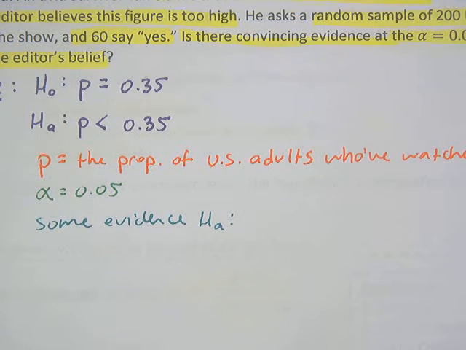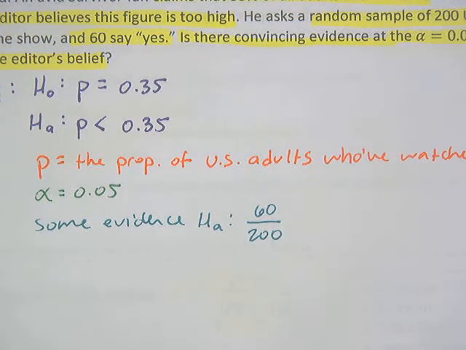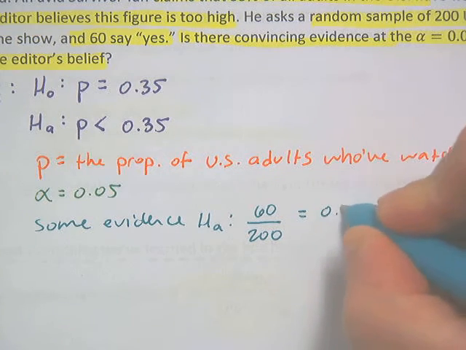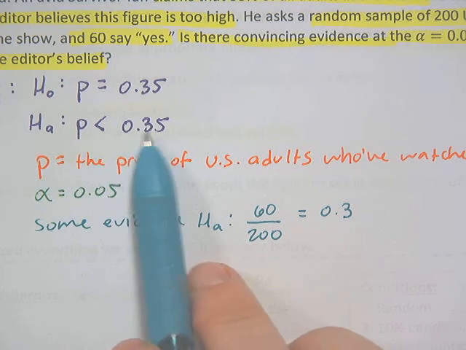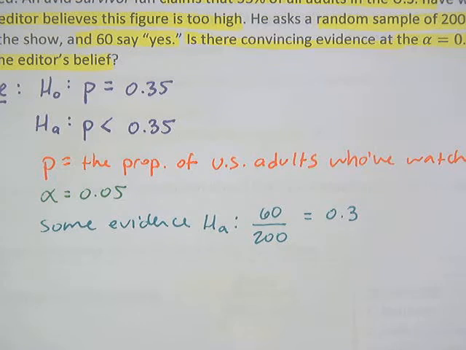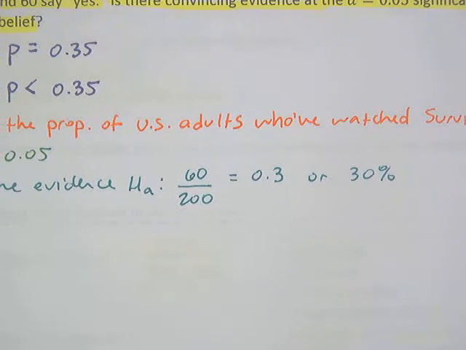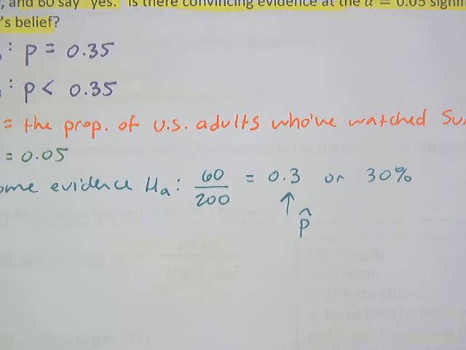Well, I asked 200 U.S. adults if they'd seen the show. 60 of those 200 adults said yes, they had. That's 0.3. Well, that's less than 0.35, so there's a little bit of evidence that the HA is true. Or if you prefer to see that with your eyes as 30%, that's fine too. Again, what you just found is the sample proportion who watched the show. That's p hat.